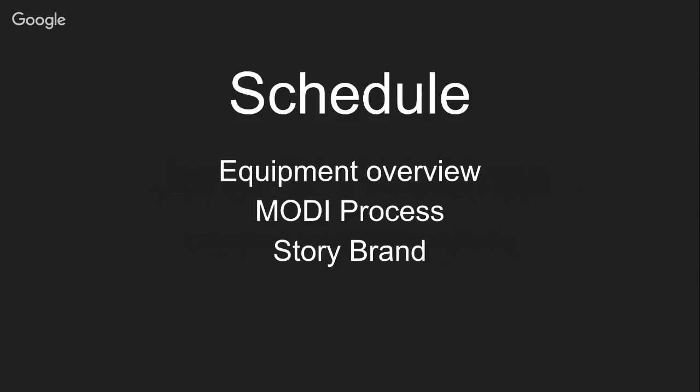Okay, so the schedule: first we're going to go over the equipment overview. Then we're going to talk about the Modi process. And then we're going to talk about a concept called StoryBrand. Some of you may be familiar with this, and we're going to go into that a little bit more in depth. So first, we're going to come back to our camera. Can you see us? We want to make sure that you guys can see everything.